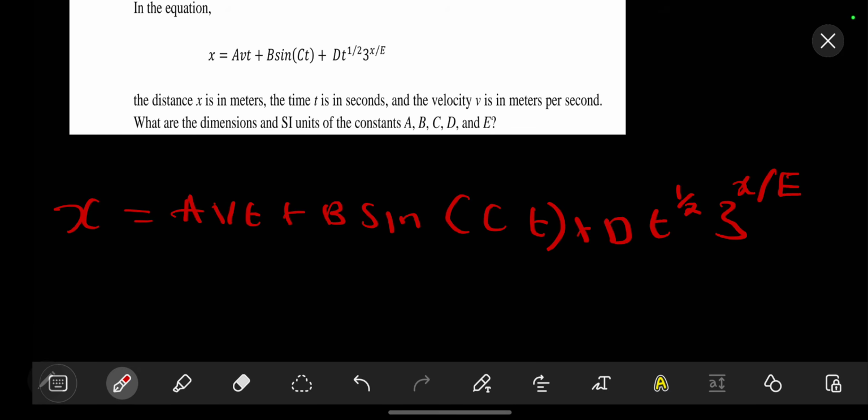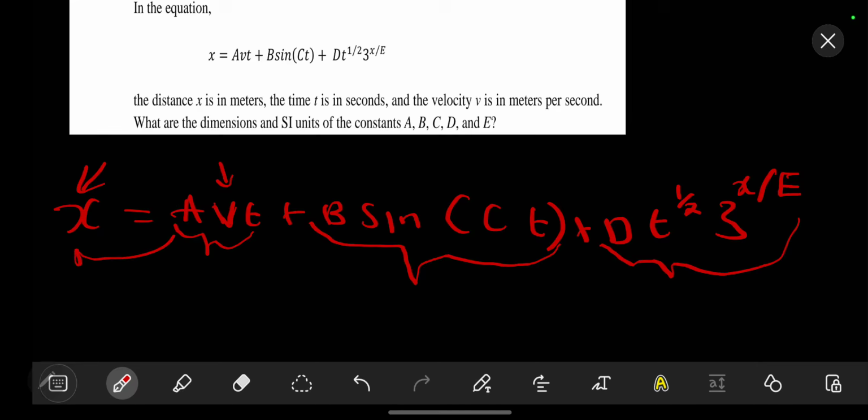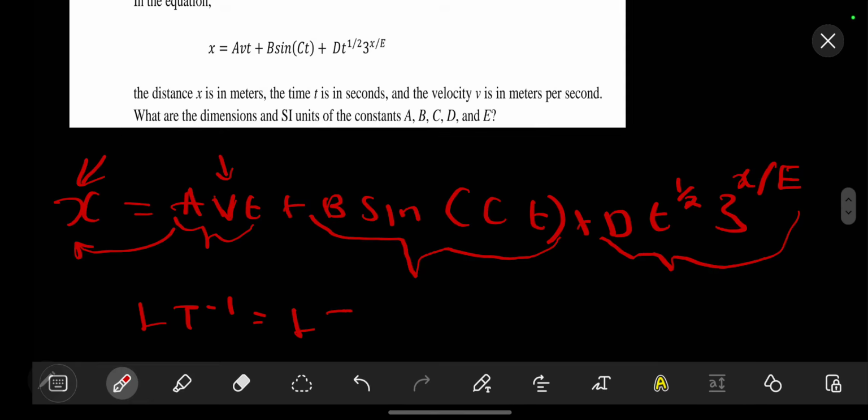Now, using the principle of homogeneity, the units on your left are the same as the units there. As long as you're adding these, the dimensions here are the same as the dimensions here, and the same as the dimensions here. So all these dimensions should give you x. That's how, when we were finding LT raised to the power negative 1, the initial one was LT raised to the power negative 1, and even the units that were there were still LT raised to the power negative 1.